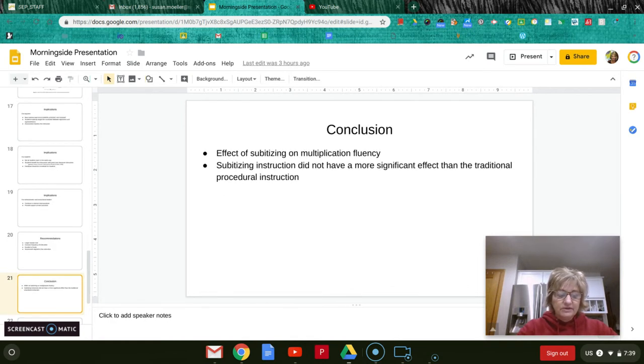In conclusion, the purpose of the study was to determine the effectiveness of subitizing instruction on third graders' multiplication fluency. This study did not confirm that subitizing was more effective than procedural approaches to teaching multiplication fluency and computational knowledge.